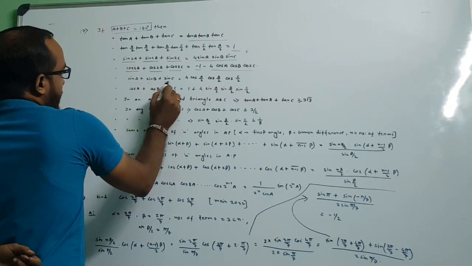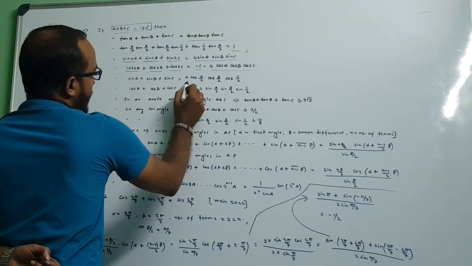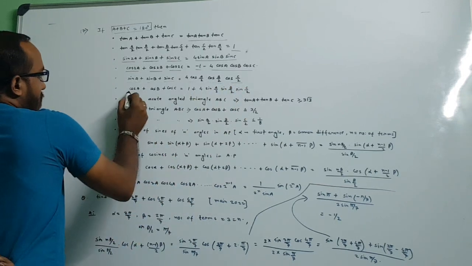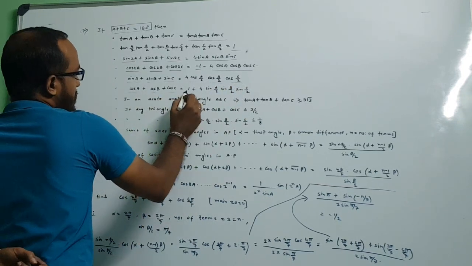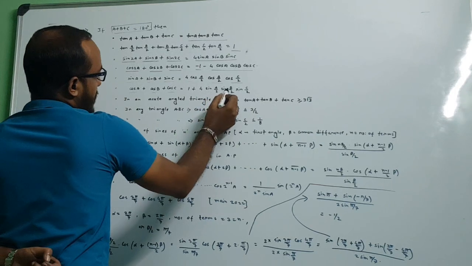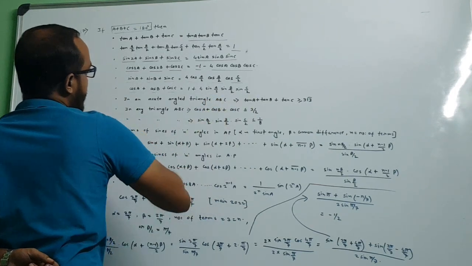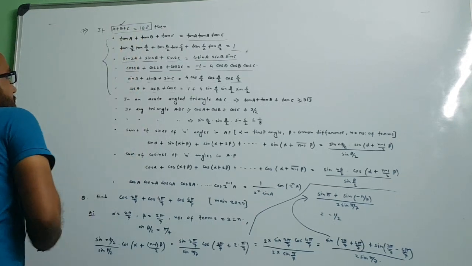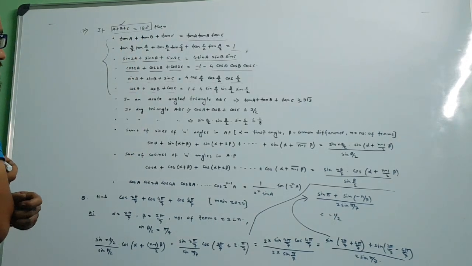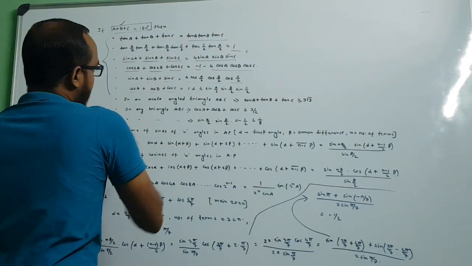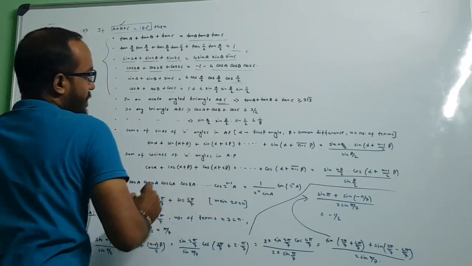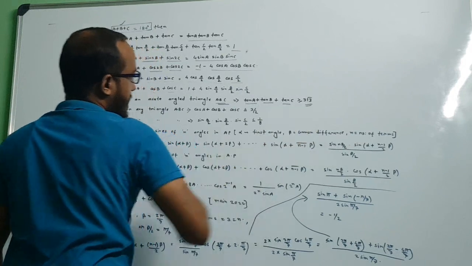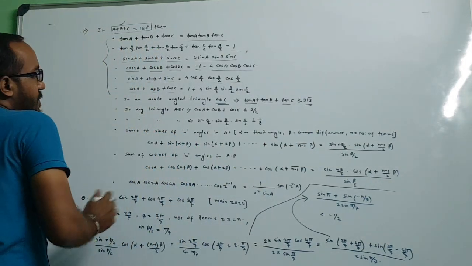Sin A plus sin B plus sin C is 4 cos of A by 2 into cos of B by 2 into cos of C by 2. Cos A plus cos B plus cos C is 1 plus 4 sin of A by 2, sin of B by 2, sin of C by 2. All these results are valid if A plus B plus C equals 180 degrees, otherwise they will not be valid. In an acute angle triangle ABC, tan A plus tan B plus tan C is always greater than or equal to 3 root 3.